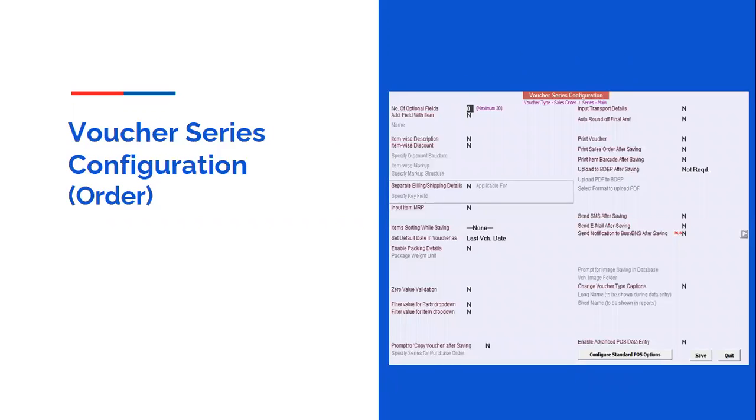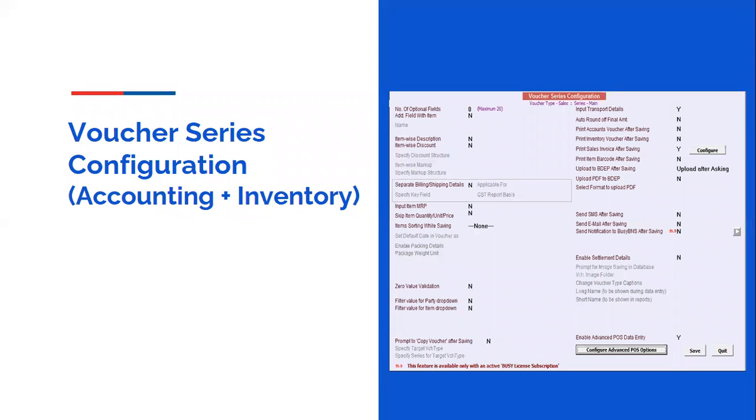Next is voucher series configuration order. So this is the voucher series configuration for order voucher. Order and quotation, this screen is similar, and all the options are similar for voucher series configuration for order voucher and for quotation voucher. Next, this is the voucher series configuration for accounting plus inventory voucher.